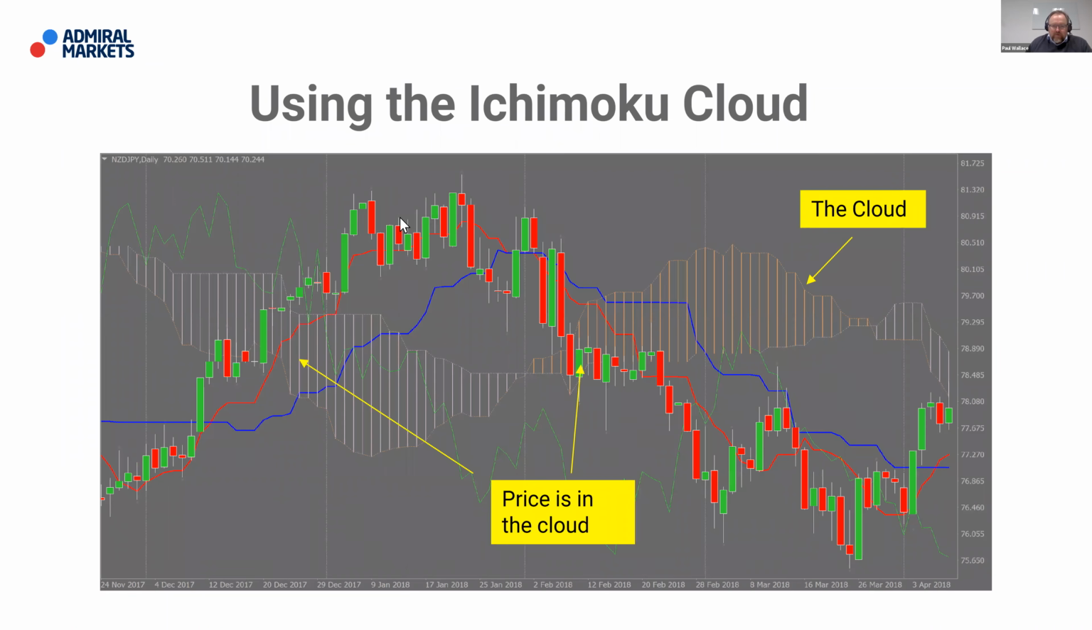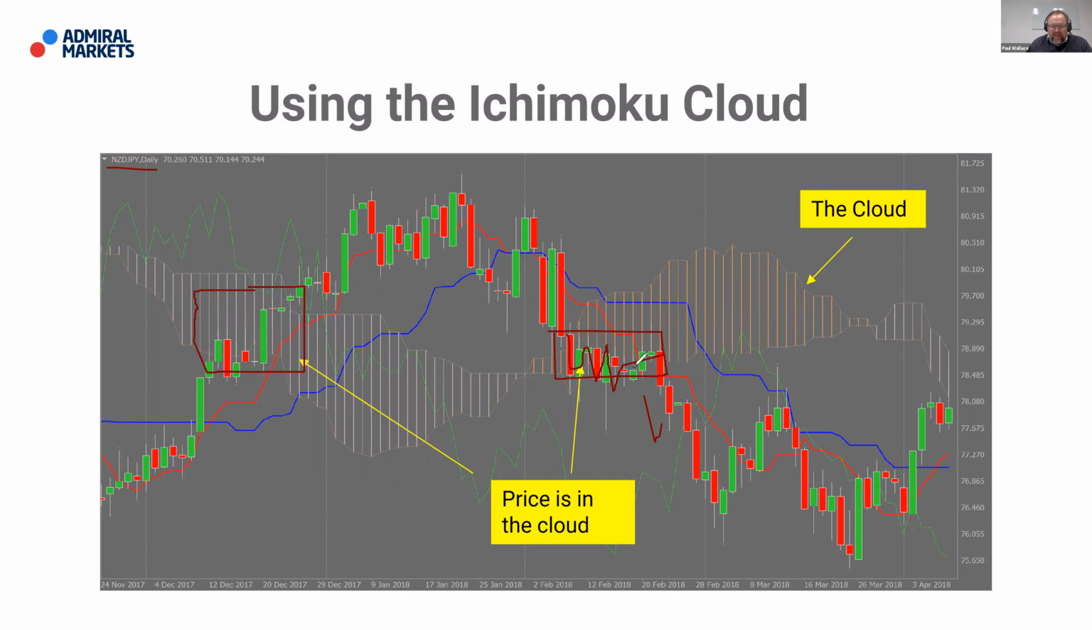So here we have a chart to give us an example. This is the Kiwi dollar against the Japanese yen on the daily chart. What you can see is that when price is in the cloud, that is an indication that the market is not in a clear trend at that particular moment, and so we wouldn't be looking to trade. Similarly, we can see it here, price is inside the cloud, and in this case price is just going back and forth before it actually makes its move down.